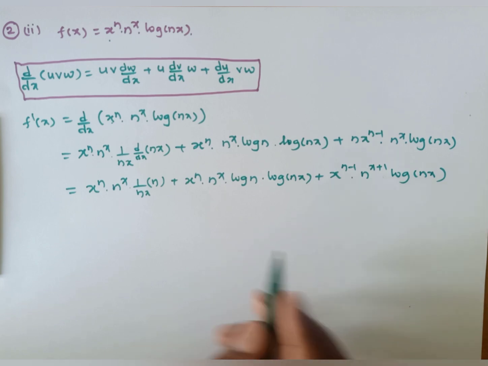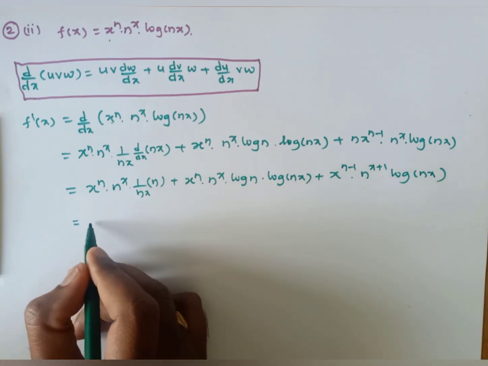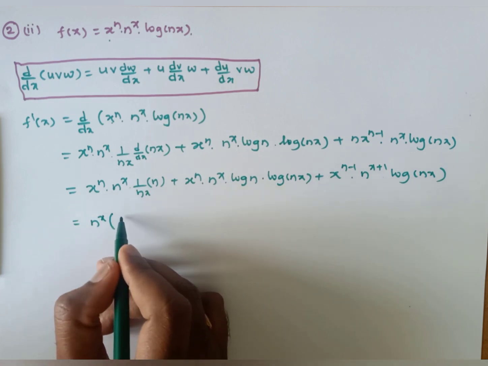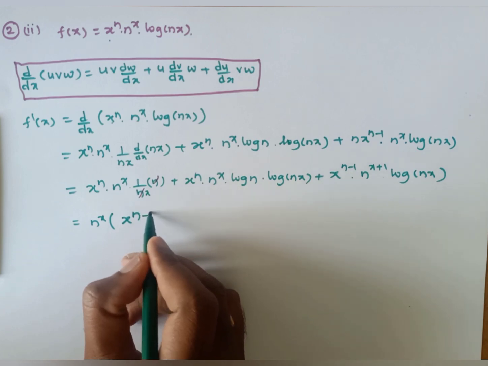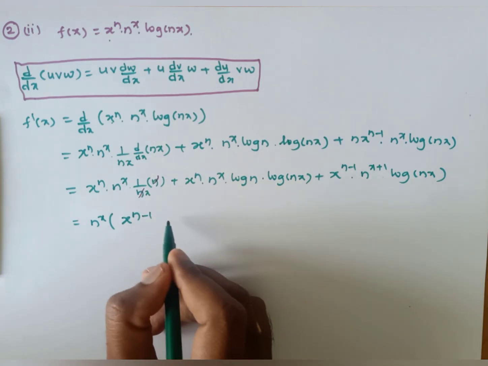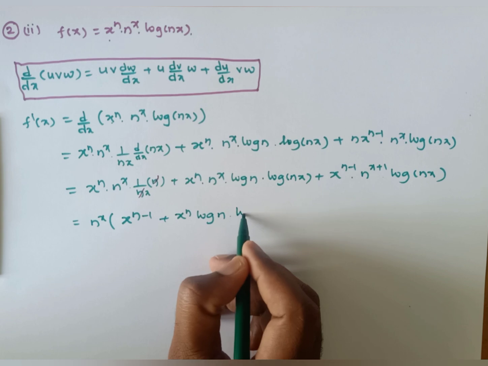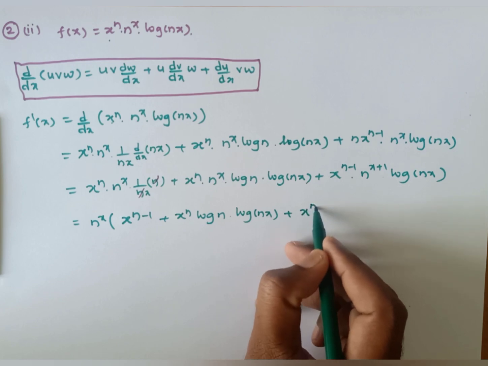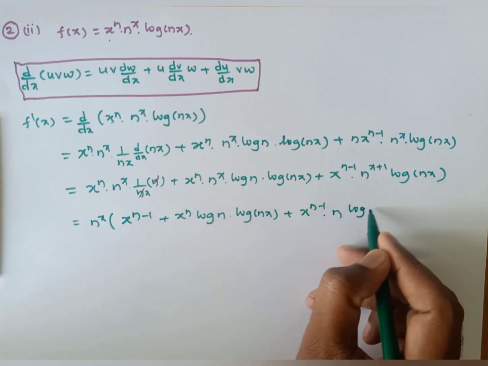Right. So here, n power x is common from everything. N power x common, this becomes x to the power of n. The n could cancel together. So x to the power of n by x is there, so x to the power of n minus 1. Plus x to the power of n into log n into log of nx. Plus here x to the power of n minus 1 as it is into n power x into 1. So let it be n. N power x common. Now the remaining part is log of nx.